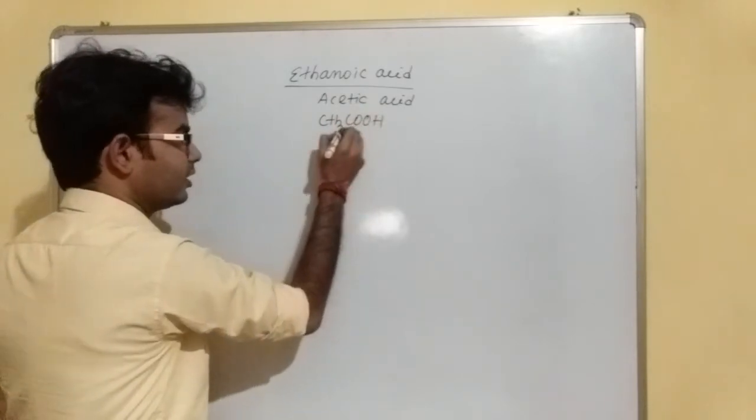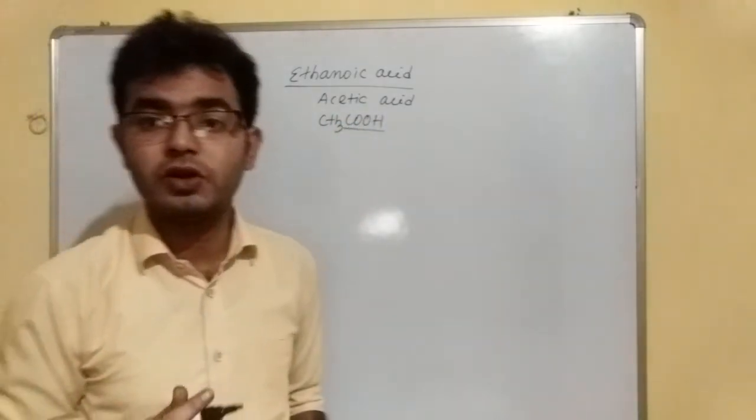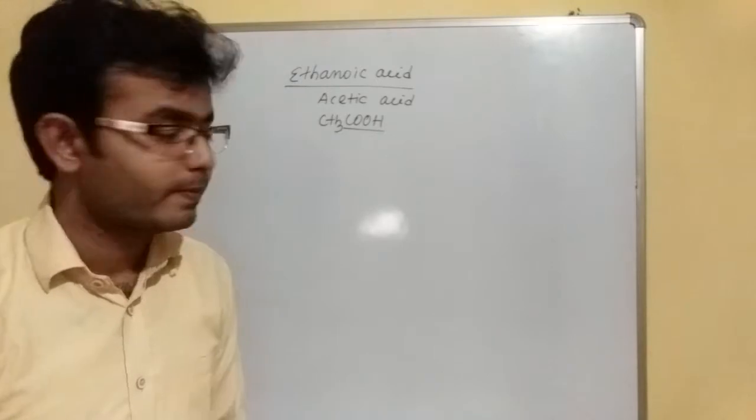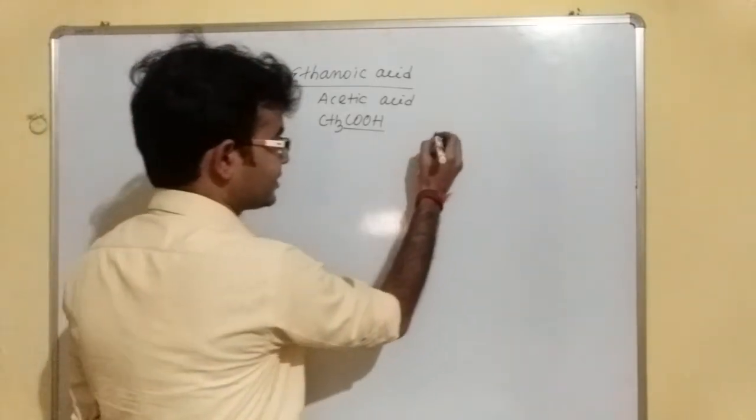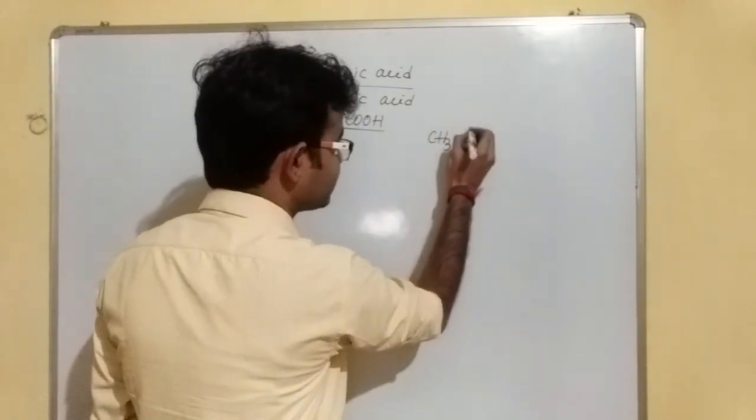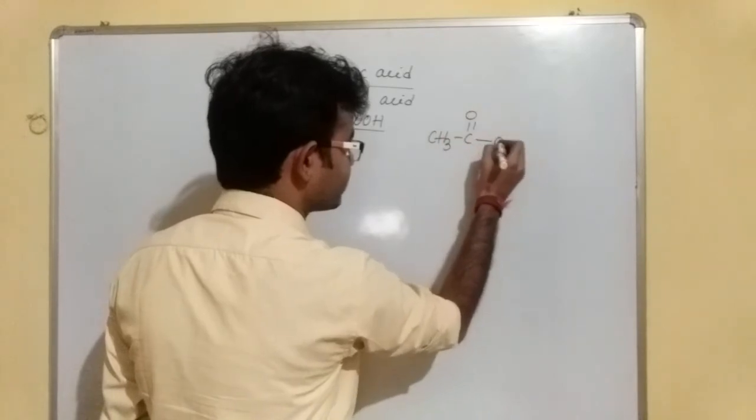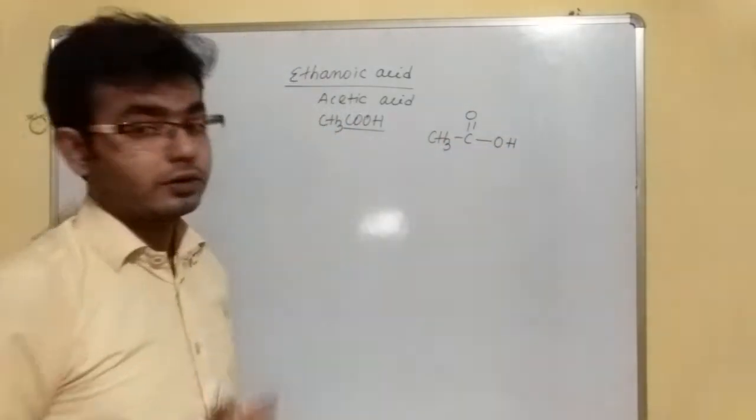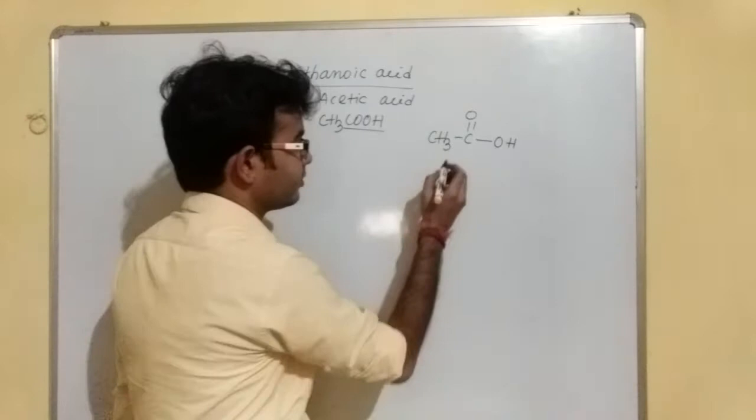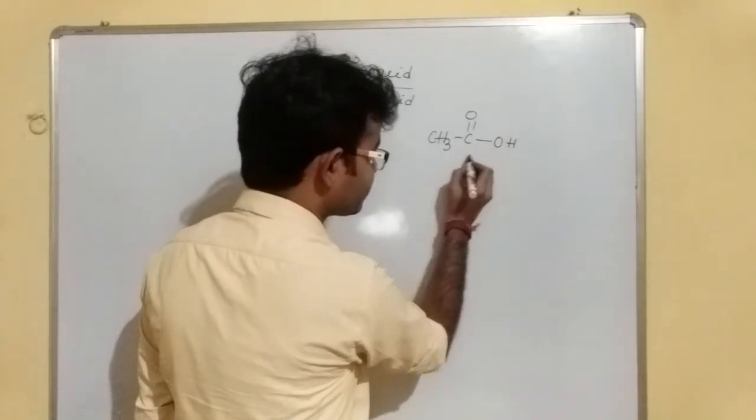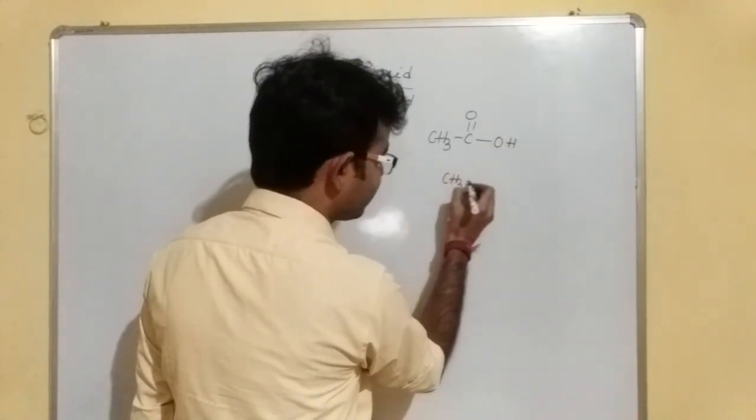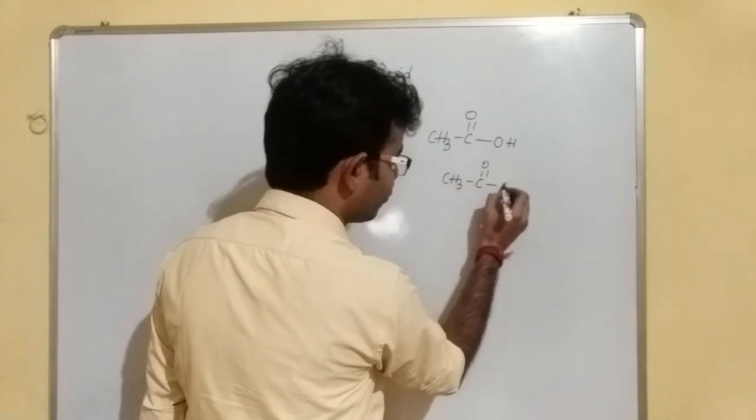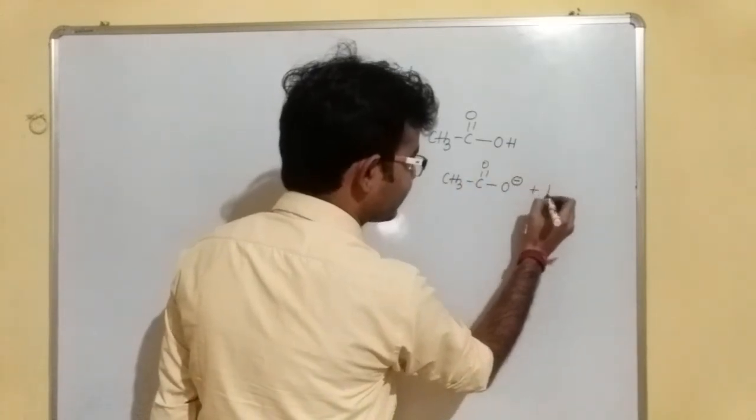CH3COOH. Its functional group is COOH, so it belongs to the carboxylic acid family. Okay. So its actual structure is CH3 C double bond OH. Okay. In aqueous medium, it dissociates to form CH3 C double bond O minus and H plus.